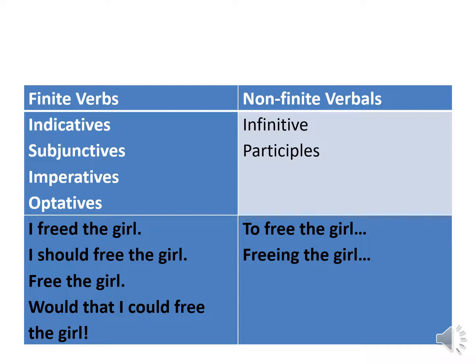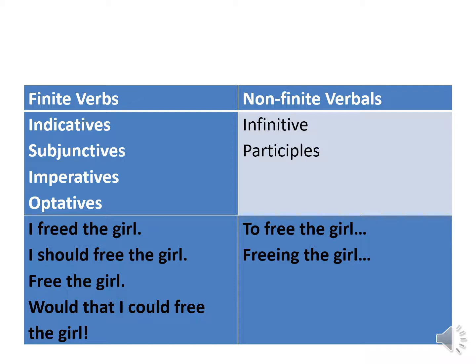So to show you what I mean by finished thought, if you look at the examples in the left-hand column, "I freed the girl." That's a complete thought using an indicative verb. The second example, "I should free the girl." That's a complete thought using what could be a subjunctive. And the third, "Free the girl," a complete thought using an imperative. And then finally, "Would that I could free the girl." That would use the optative if we put it into Greek, and it's a complete thought.